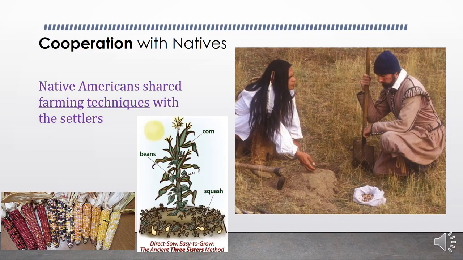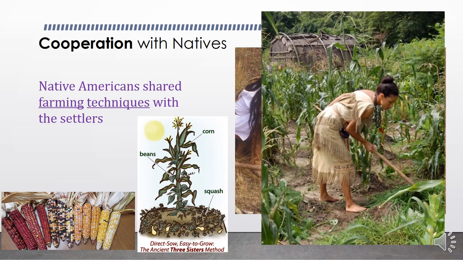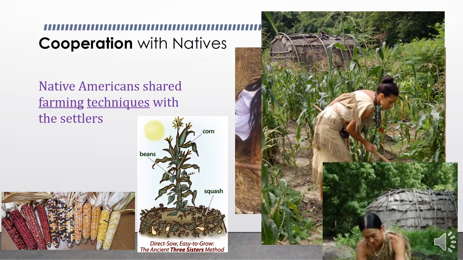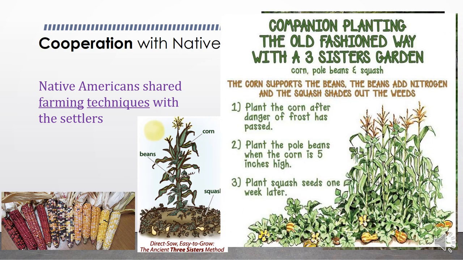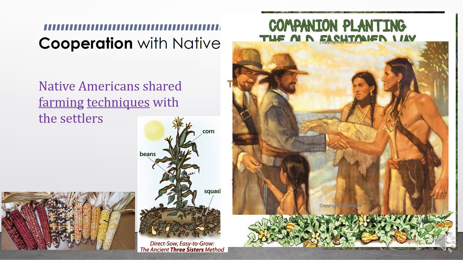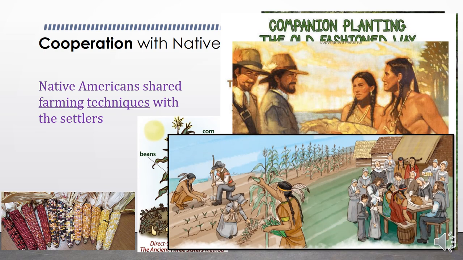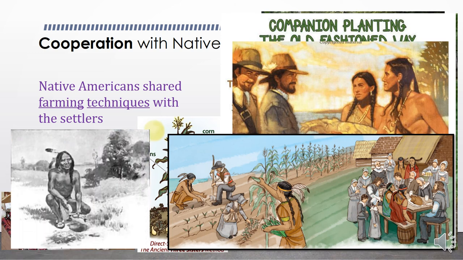And then cooperation with the natives. Native Americans shared farming techniques with the settlers. We know that corn, beans, and squash were very successfully grown in the United States. And so the Native Americans were skilled at farming. They had been providing for themselves for thousands of years. And so by sharing some of these skills and techniques with the Europeans, it did ensure the European survival.